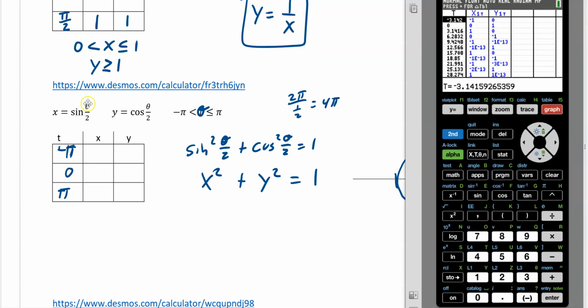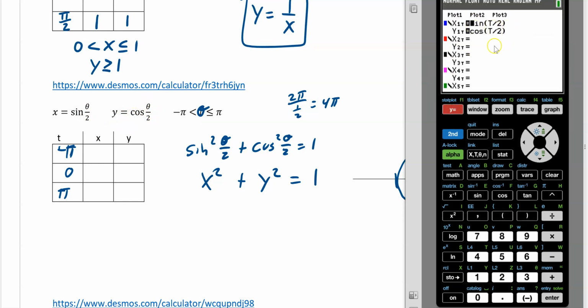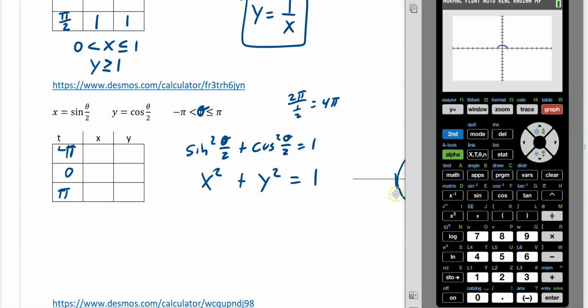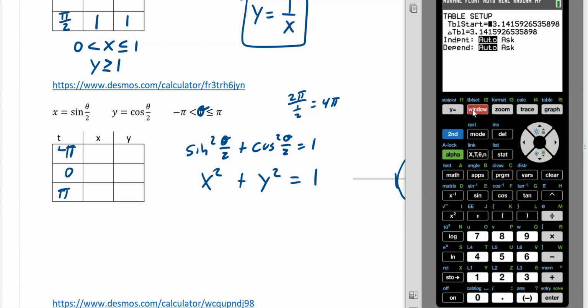The first one is going to be -pi over 2, for both sine and cosine. I've already plugged it in. You can see my x is sine of t over 2, and my y is cosine of t over 2. I changed my window from -pi to pi, and then I'm going to use the table. By the way, if you just hit graph, you already see it's the upper half. That's all we're getting here. But if we go to our table set, we can start it where we need to, from -pi to pi.